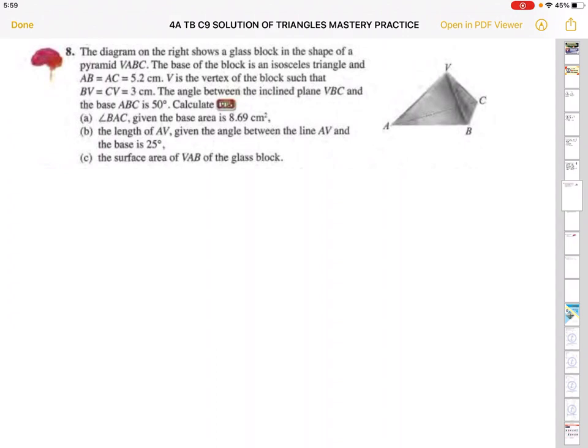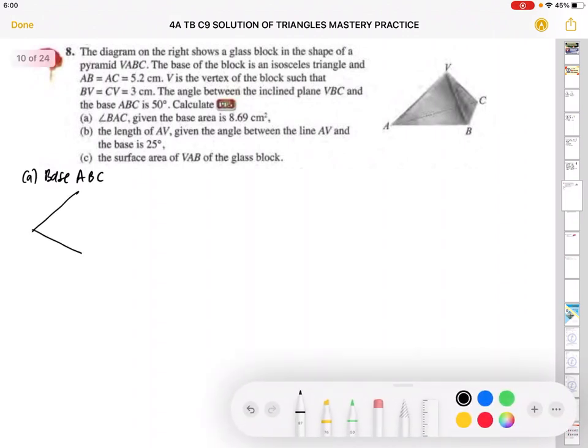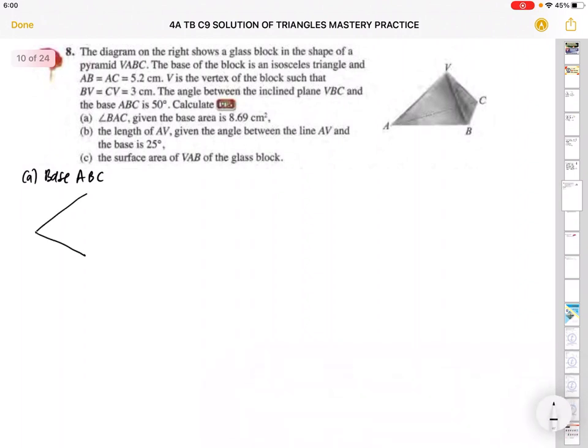Now it's hard to imagine when this is in 3 dimensions, so I like to break it down part by part. I look at the base first. My base is a triangle ABC, so I'm drawing out the base. This is your base, with C, A, B, and you are supposed to find the angle BAC. We know AB and AC are equal. They are isosceles, 5.2 each, and we know the area is 8.69.